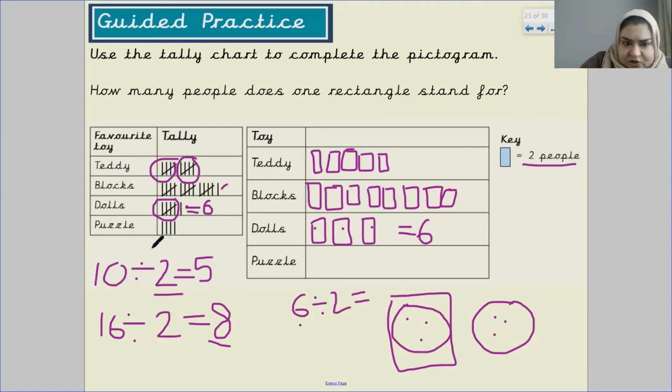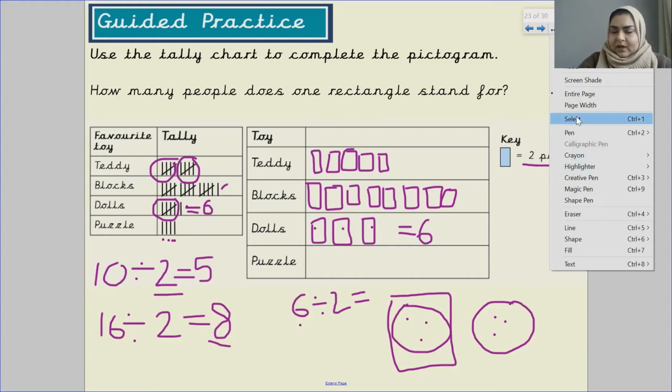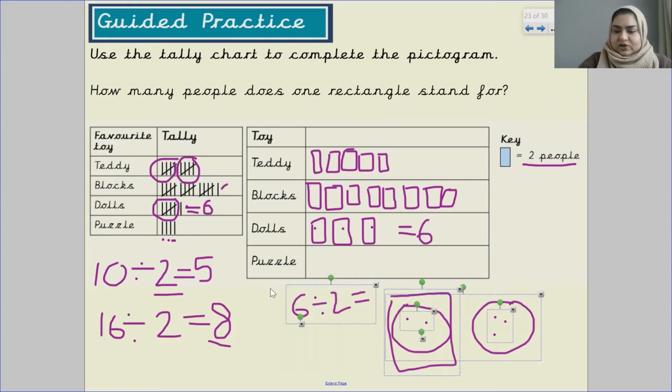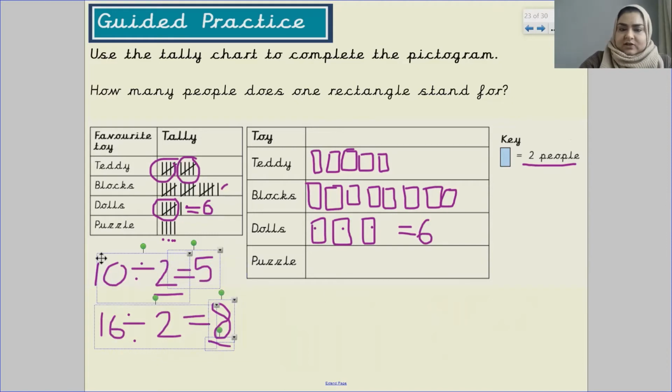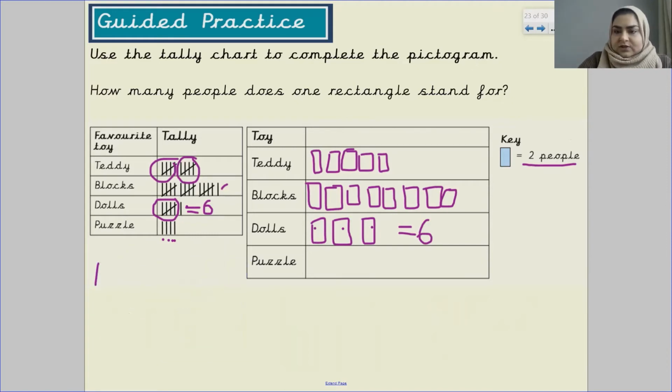Puzzle. Oh, it's not 5, it's less than 5. So let's count the tallies to check how many people like the puzzles. 1, 2, 3, 4. Fantastic. So 4 people like the puzzles, and I'm going to work my answer out. Okay, so let me get my pen. 4. And the reason I've chosen 4 is because 4 people like puzzles. I'm going to divide it by 2 because 1 triangle means 2. And I'm going to work my answer out by sharing.